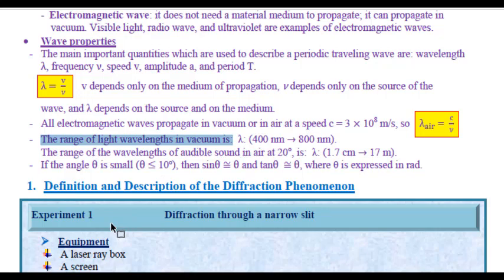Mathematical recall: if the angle theta is small, when theta is smaller than 10 degrees, then sine theta is almost equal to theta and tangent theta is almost equal to theta, where theta is expressed in radians.